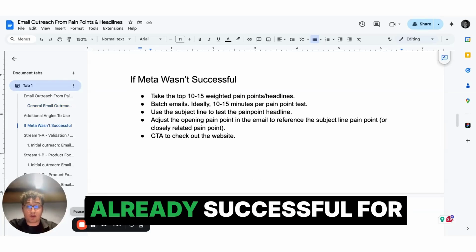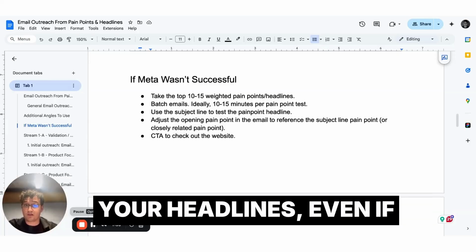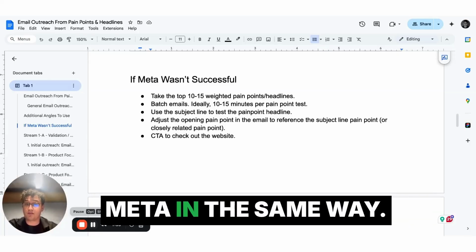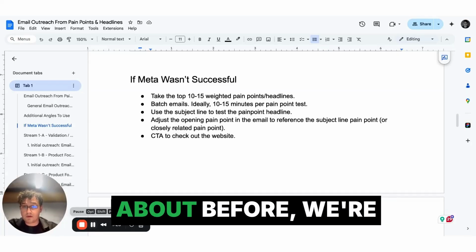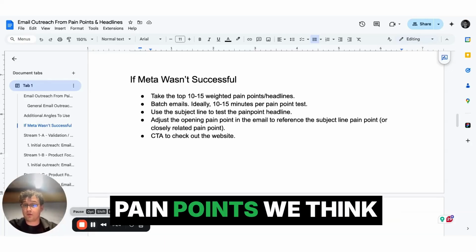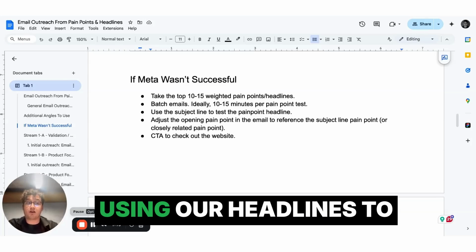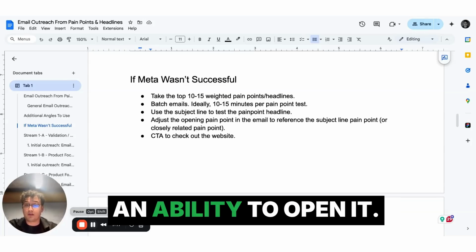Again, if Meta wasn't already successful for you, that's okay, because what we're going to do is a great way to start testing your headlines, even if they didn't resonate on Meta in the same way. Kind of how we talked about before, we're still going to want to take our 10 to 15 most weighted headlines or pain points we think are most impactful, use batch emails, and use our headlines to test pain points and an ability to open.